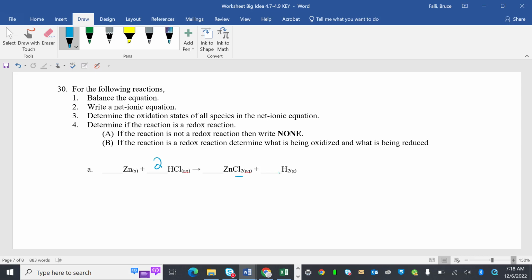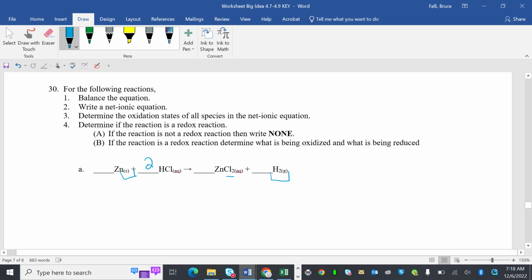Notice all I'm really caring about here is my hydrogen because all these things are changing state. So zinc plus H positive, Cl negative is going to fall out, yields Zn 2 plus plus H2. Notice how Cl negative and Cl negative are going to cancel out there, so I cheated a bit. Write the net ionic equation. Determine the oxidation states of all species.